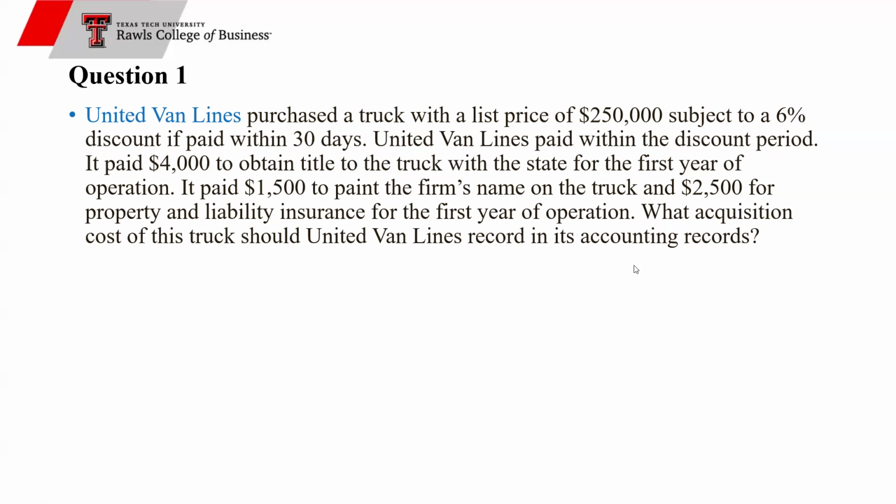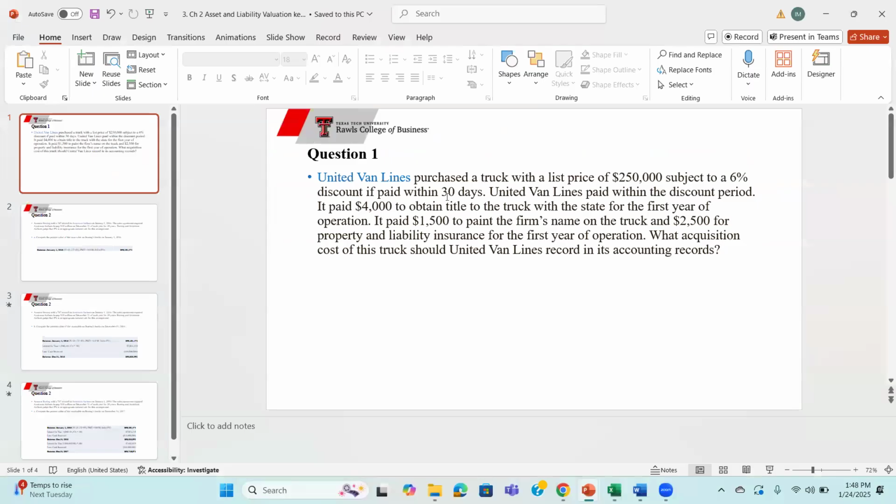Okay, so the first question is asking what acquisition cost of this truck should United Van Lines record in its accounting records, right? We have to figure out the actual amount that we need to record in accounting records. So we need to recognize the expenses or the income we have for this year. All right, let's read together.